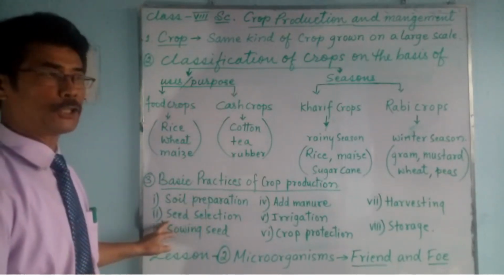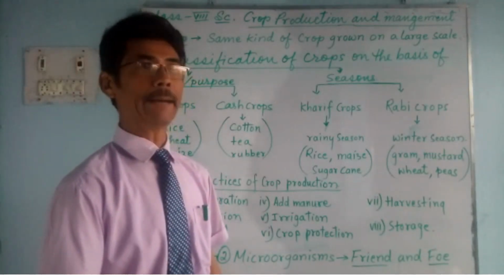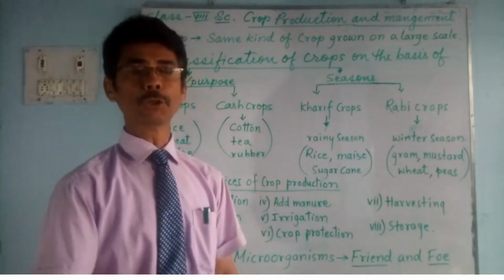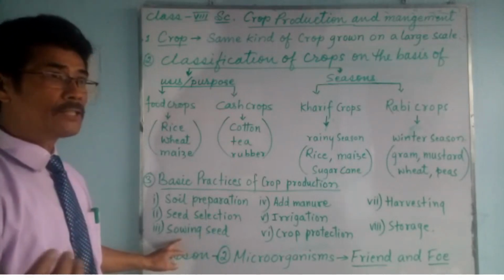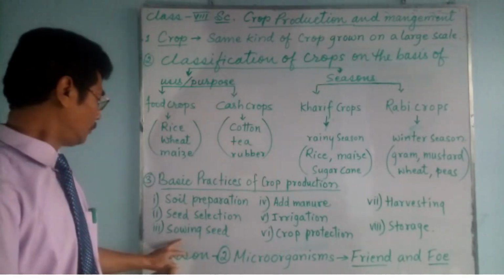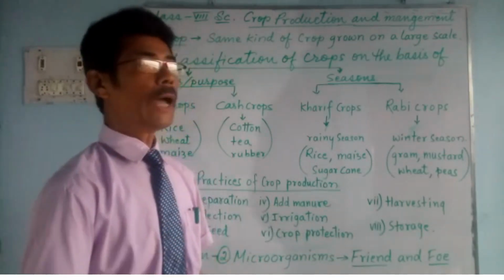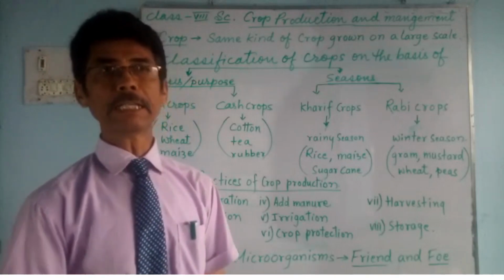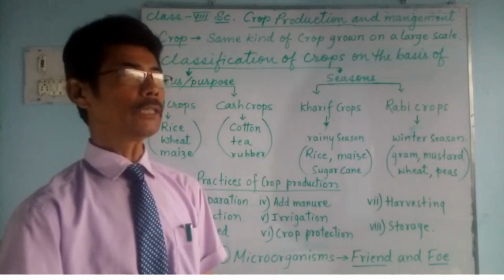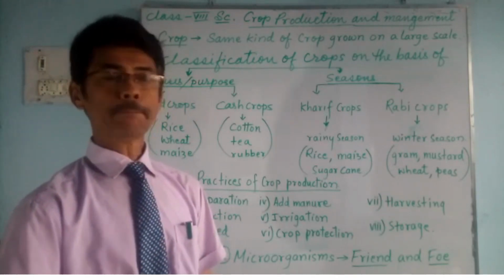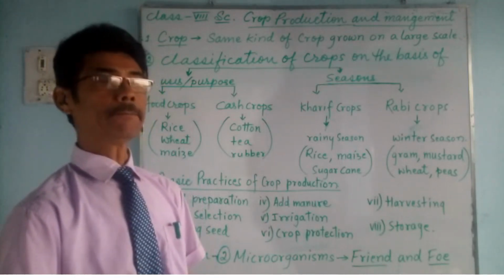Second, seed selection. You cannot grow the crop with spoiled seeds or damaged seeds. You need to have good quality seeds. So seed selection is second. Number 3, sowing seeds. Number 4, add manure. To increase the fertility of the soil, we use organic manure from cow dung and decayed plant parts.